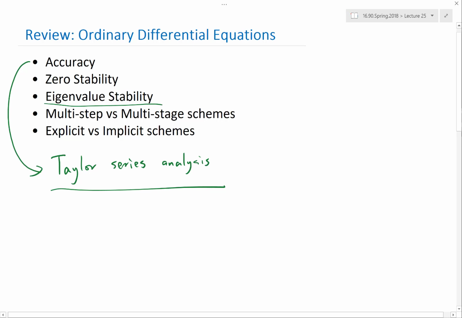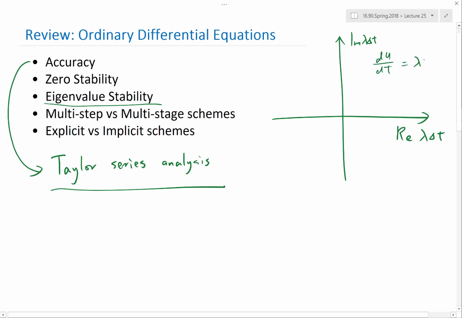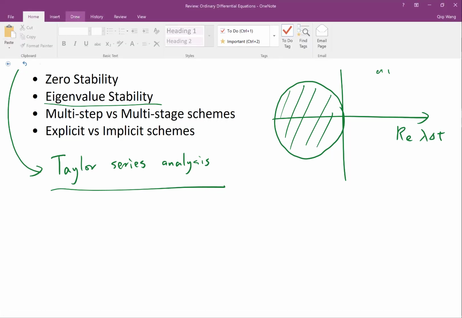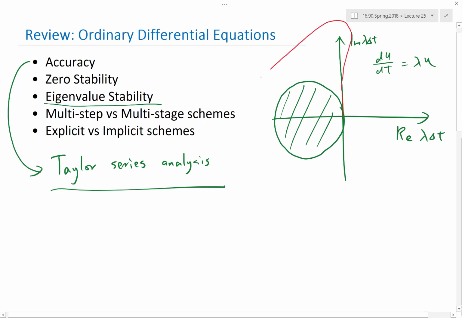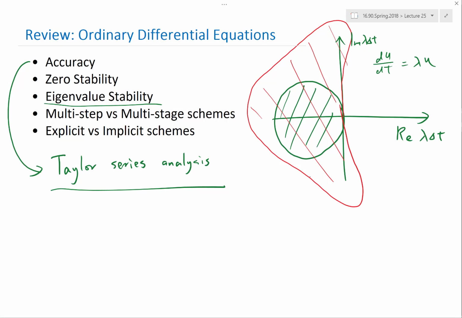Eigenvalue stability is a more complex concept. The critical thing to understand about eigenvalue stability is the concept of a stability region. The stability region is usually in the space of real of lambda delta t and imaginary of lambda delta t for solving the differential equation du/dt equal to lambda u. And different schemes have different stability regions. For example, forward Euler has this, right? And having a different scheme, for example, some kind of a Runge-Kutta scheme has this type of stability region over here. And implicit schemes usually have much larger stability regions, right?